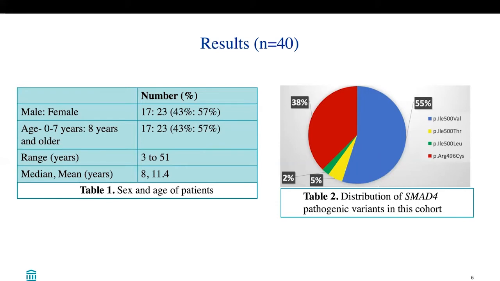To better understand the age distribution, the median age of this cohort is 8, and the mean age is 11.4 years. In table 2 on the right, you can see the distribution of SMAD4 pathogenic variants found within this cohort. The highest frequency is the isoleucine to valine change at residue 500. No methionine variants were recorded in this cohort. For more specifics about this cohort in a slightly larger group, Dr. Angela Lin, one of the co-directors of the MGH Myhre Syndrome Clinic, has a video that is part of the series that will be released soon.